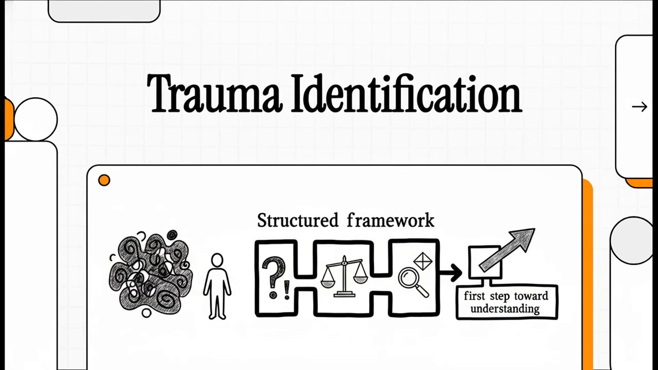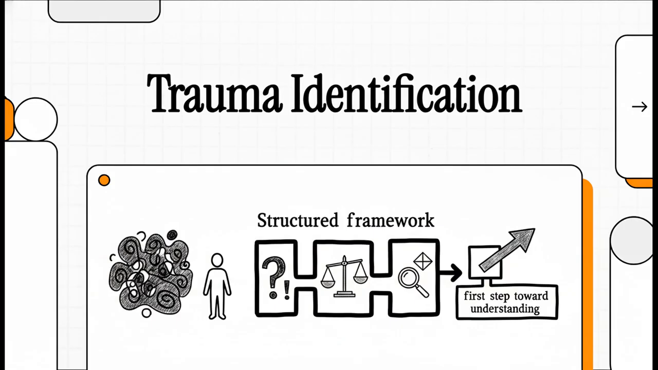Today, we're unpacking something pretty heavy, but absolutely crucial: the trauma and abuse identification exercise. Look, processing difficult past experiences can feel like trying to untangle a massive knot. The sheer weight of the emotion is just overwhelming. And that's exactly why we're using this specific exercise today.